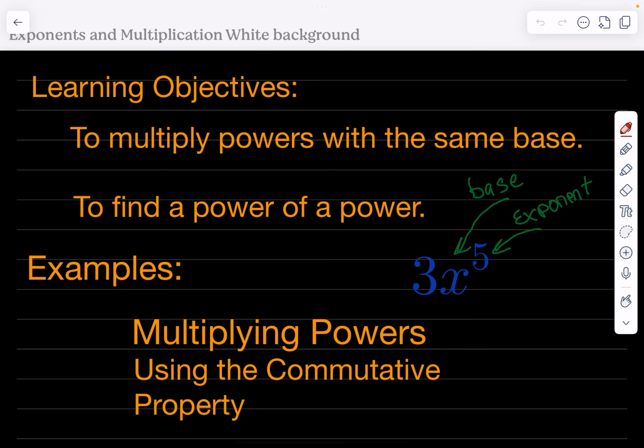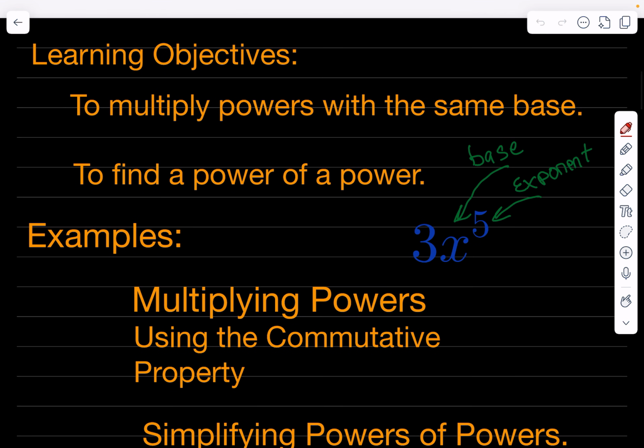What are we going to try to do? We're going to try to multiply powers with the same base. And then we're going to try to find the power of a power. Well, let's take a second and look at an exponential expression. The x is our base. So we're going to multiply powers with the same base. Our base is x. Our exponent is the 5.